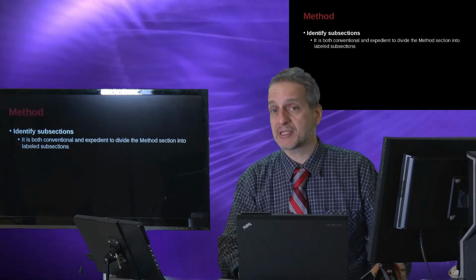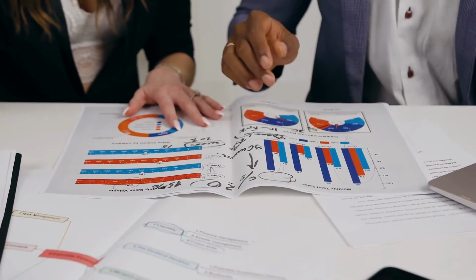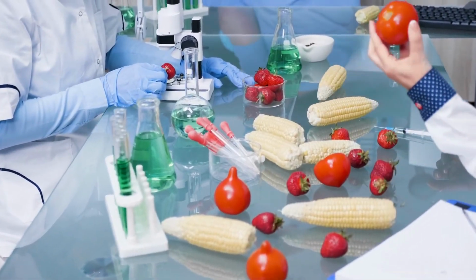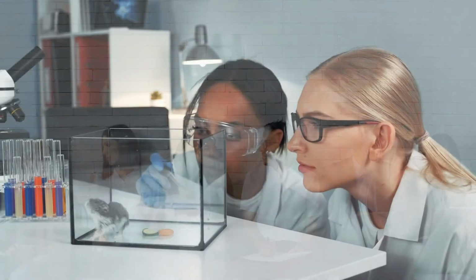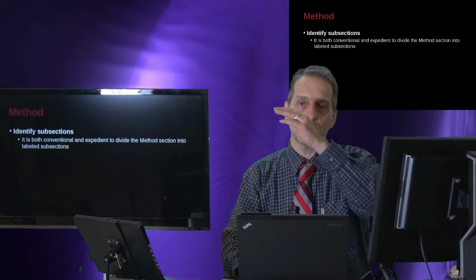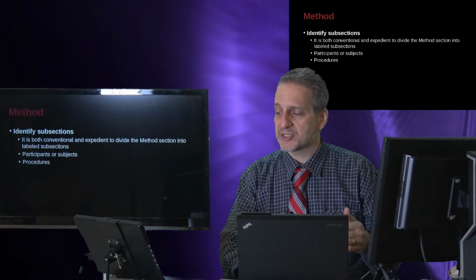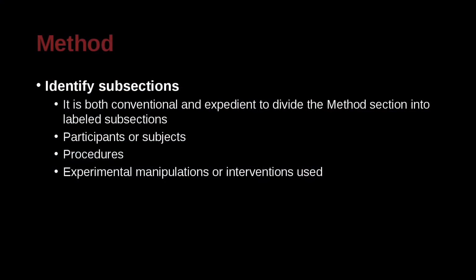So you may have a subsection like survey. You may have a subsection like sample. You may have a subsection like human respondents or human subjects. You may have animal subjects. So you break it into different parts. They may include subjects. They may include procedures. They may include the types of manipulations you had. That is, what did you do to the subjects? They may include the machines you use.